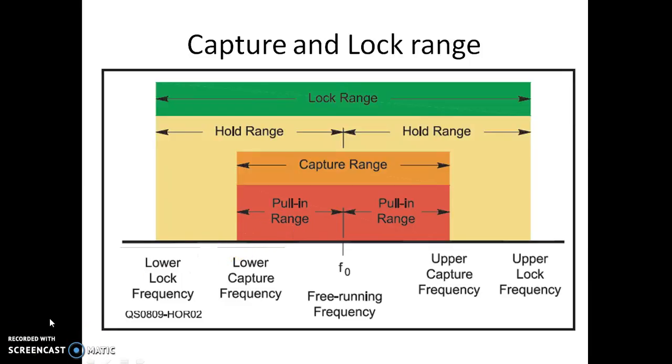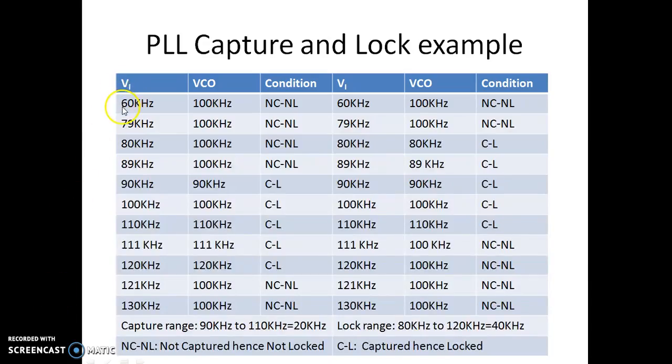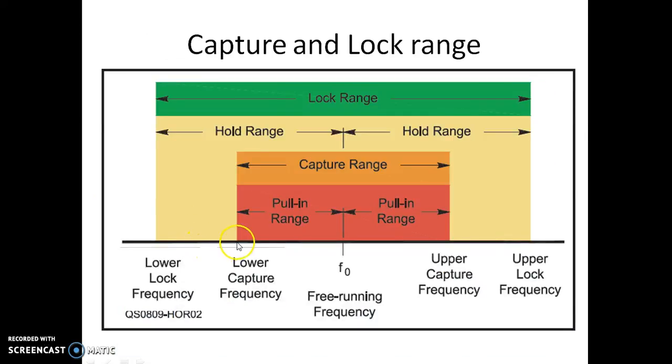Now let me go back to the previous table and try to find out. You can see it is 60, 79, 80. This is not locked here. 89 also is not locked. If the frequency becomes 90 kilohertz, now you can see when it comes close to 90 kilohertz, after 60, 70, 80, 85, 89, it's not locked. If it is 90 plus, then it is now captured. Now when it is increasing, fine. As long as it is captured, it is locked.